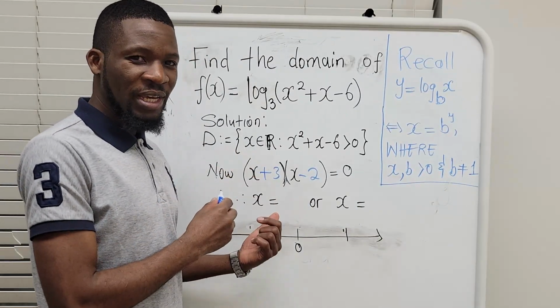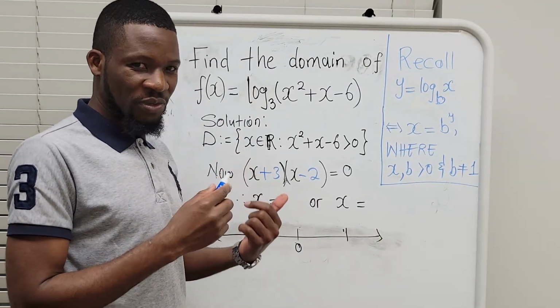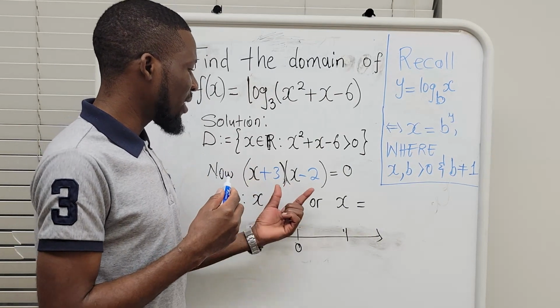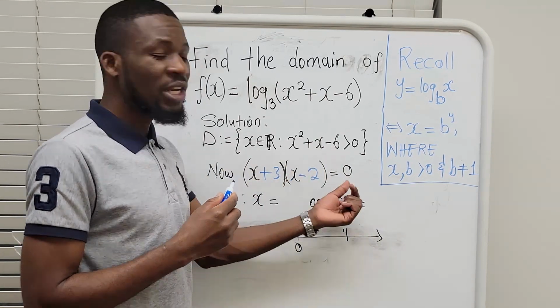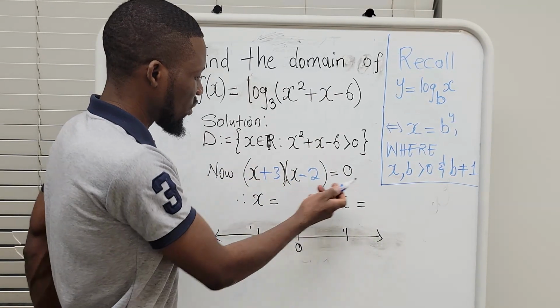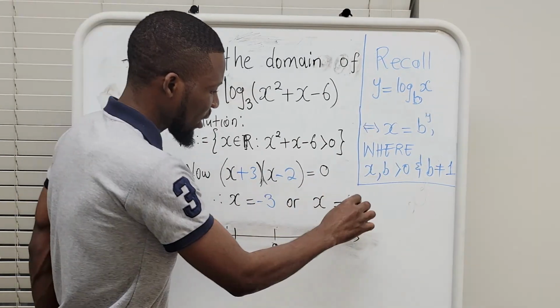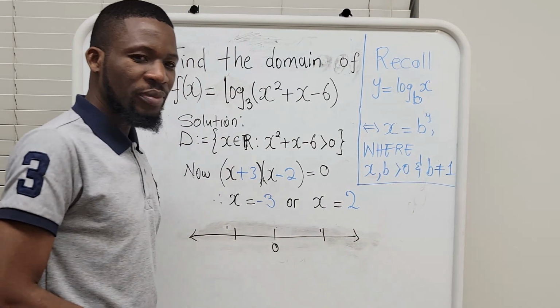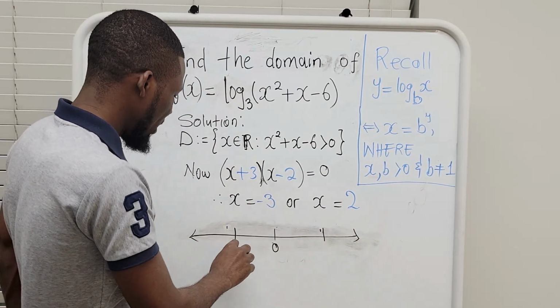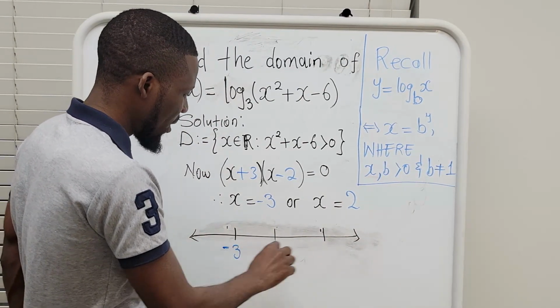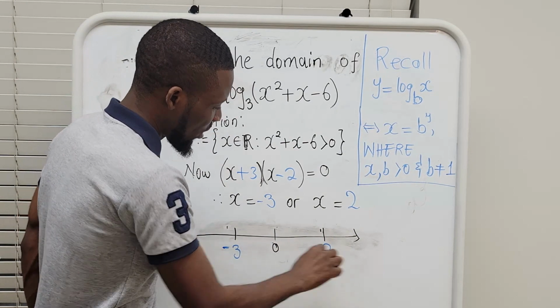Now what I'm doing here is finding critical values. These are the values that make this expression equal to 0. If we solve this equation, you realize that x is negative 3 or x is positive 2. Now, we are going to do a sign test. I put negative 3 here and I put 2 here.